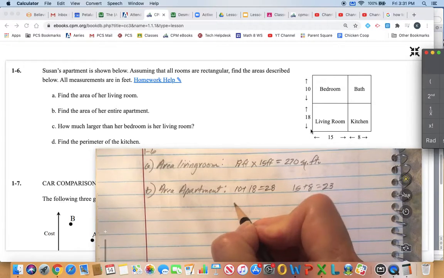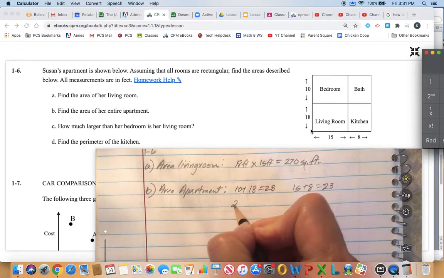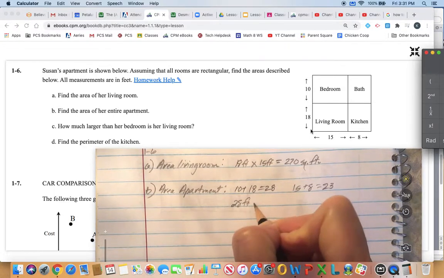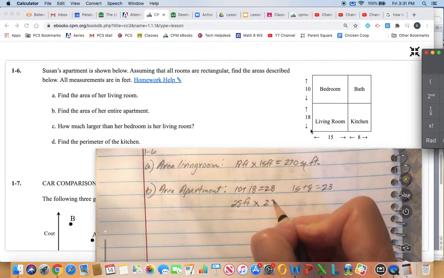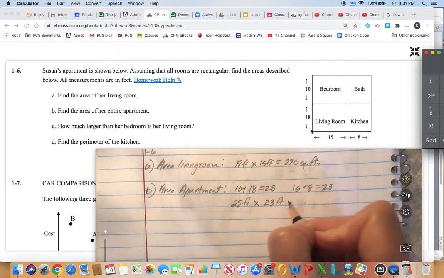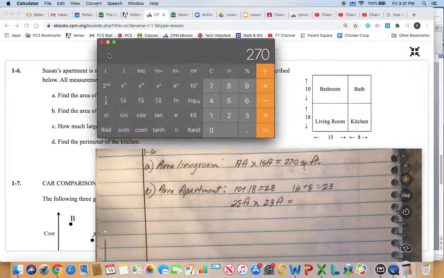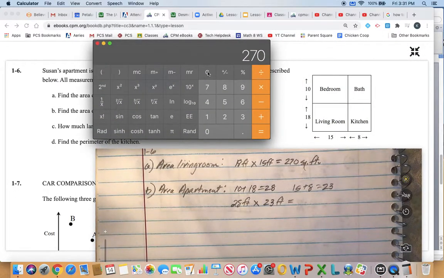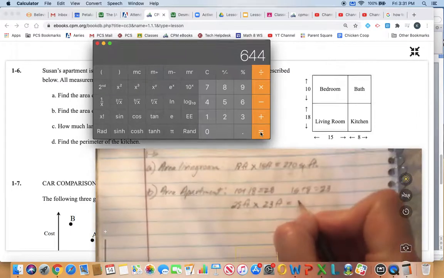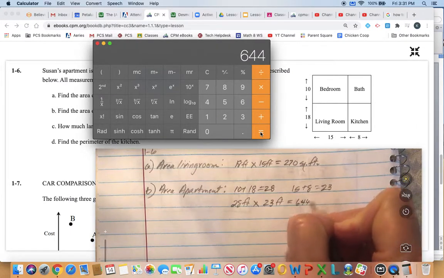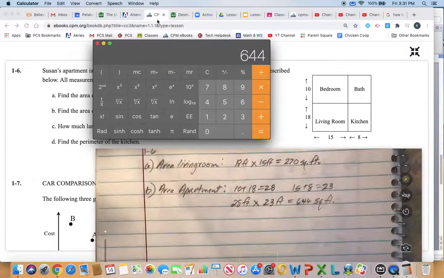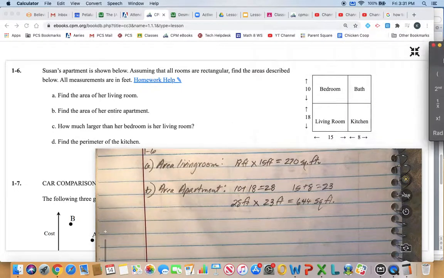And now we can say, to find the area, 28 feet times 23 feet will be, and let's pull out our calculator again. So clear, 28 times 23 is equal to 644 square feet. Okay, and the next question is C.